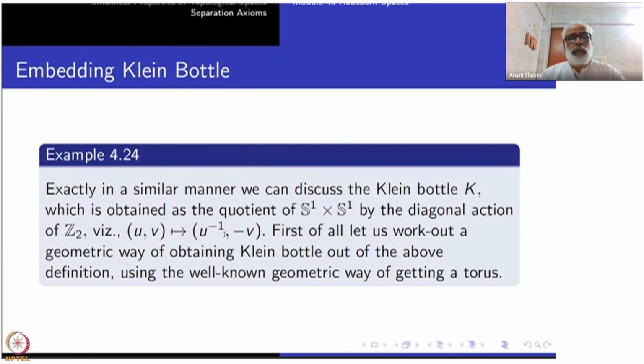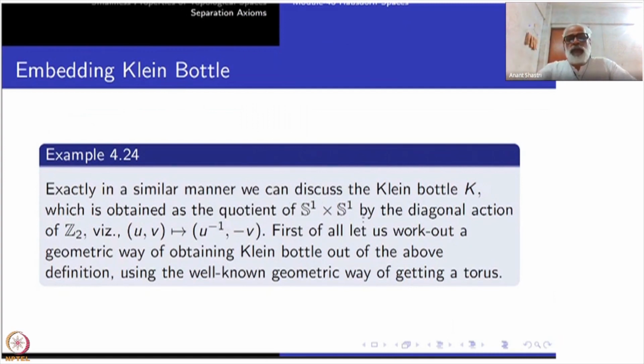This one is the multiplicative inverse. First of all, let us work out a geometric way of obtaining the Klein bottle out of the above definition. Suppose I take this as the definition. This is not a standard definition, but now let us try using the well-known geometric way of getting a Klein bottle out of the torus.